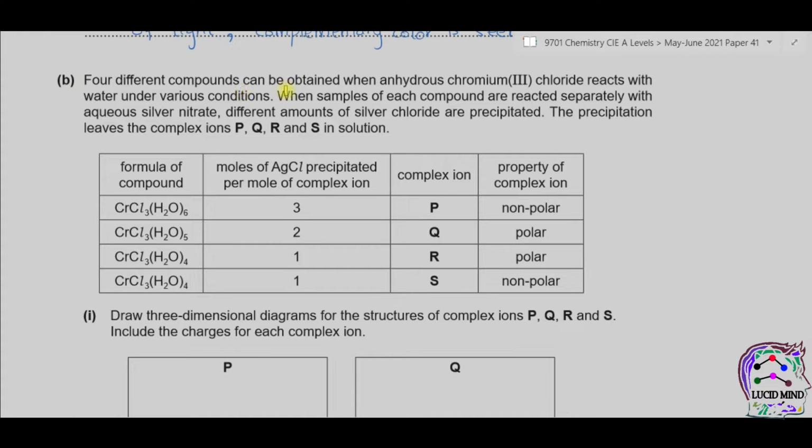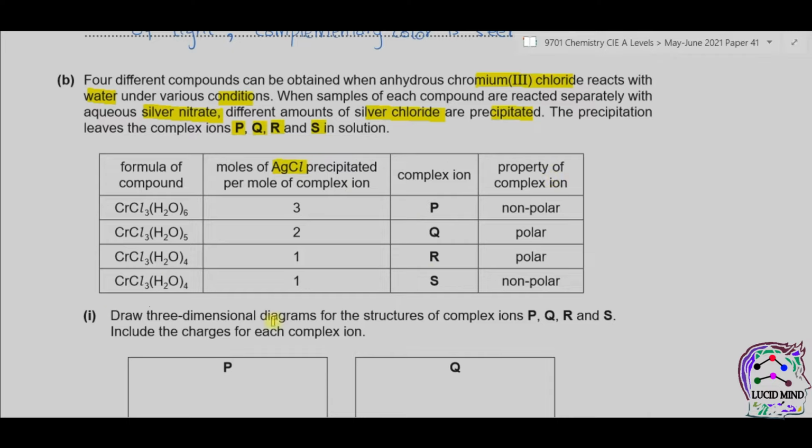Part B, 4 different compounds can be obtained when anhydrous chromium 3 chloride reacts with water under various conditions. When samples of each compound are reacted separately with aqueous silver nitrate, different amounts of silver chloride are precipitated. The precipitation leaves the complex ions P, Q, R and S in solution. This is the formula of the compound that was used. This is the moles of silver chloride that is precipitated per mole of complex ion. So we have 3 moles precipitated, then 2, then 1, then 1. And this is the complex ion that is formed, and this is the property of the complex ion.